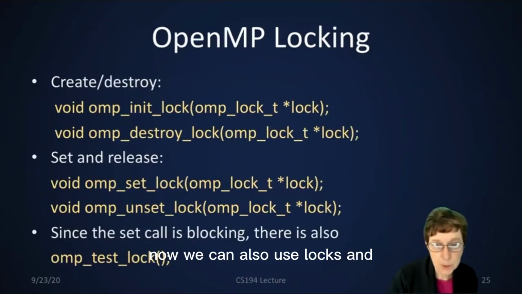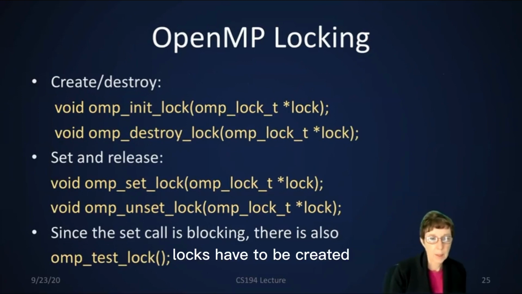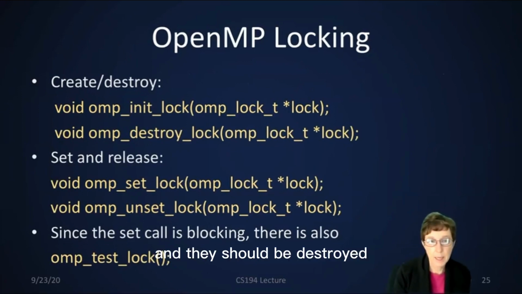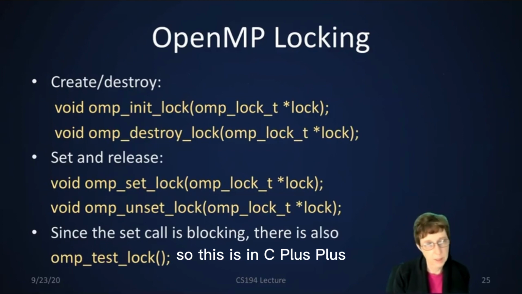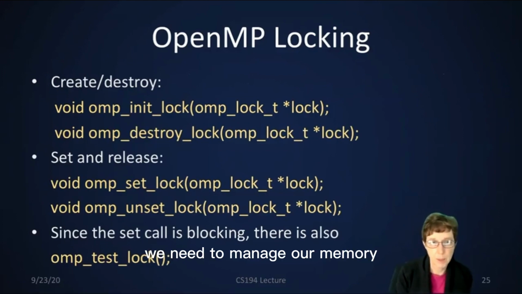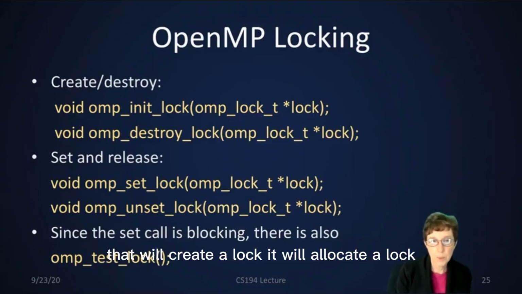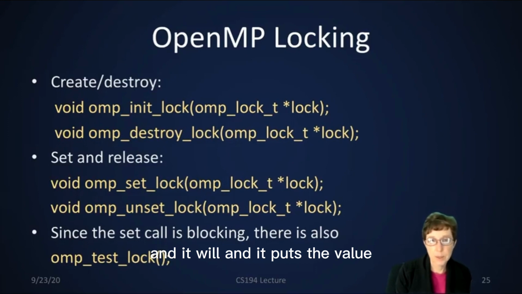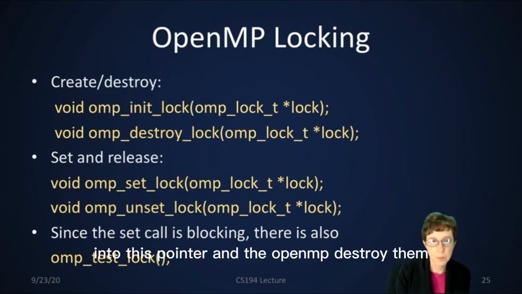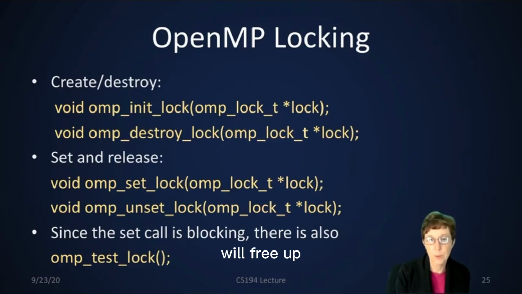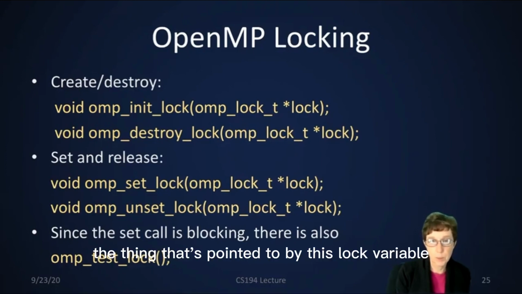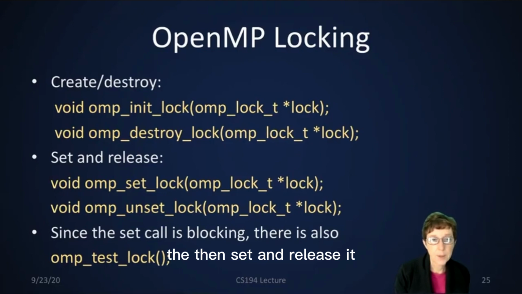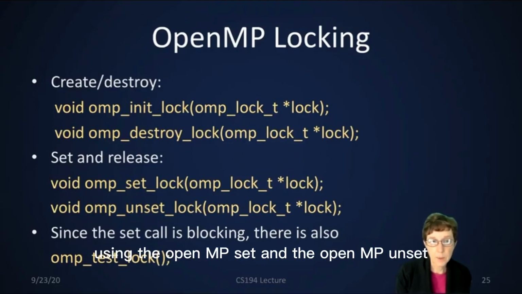Now we can also use locks, and locks have to be created and they should be destroyed. This is in C++, so we need to manage our memory. There's an OpenMP init lock that will create a lock. It'll allocate a lock and put the value into this pointer, and the OpenMP destroy will then free up the thing that's pointed to by this lock variable. Then you set and release it using the OpenMP set and the OpenMP unset.